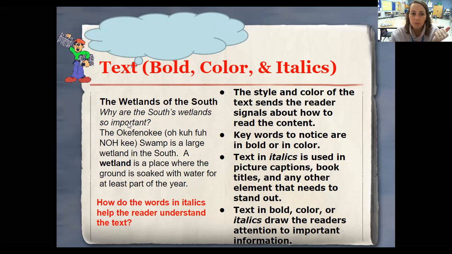Authors sometimes also write words in italics. That's when the words are kind of leaning sideways. Sometimes they use a different color to make a word stand out. So just know that when an author makes a word a different color, a larger print, in bold, that it's important and you need to pay attention to it, okay?